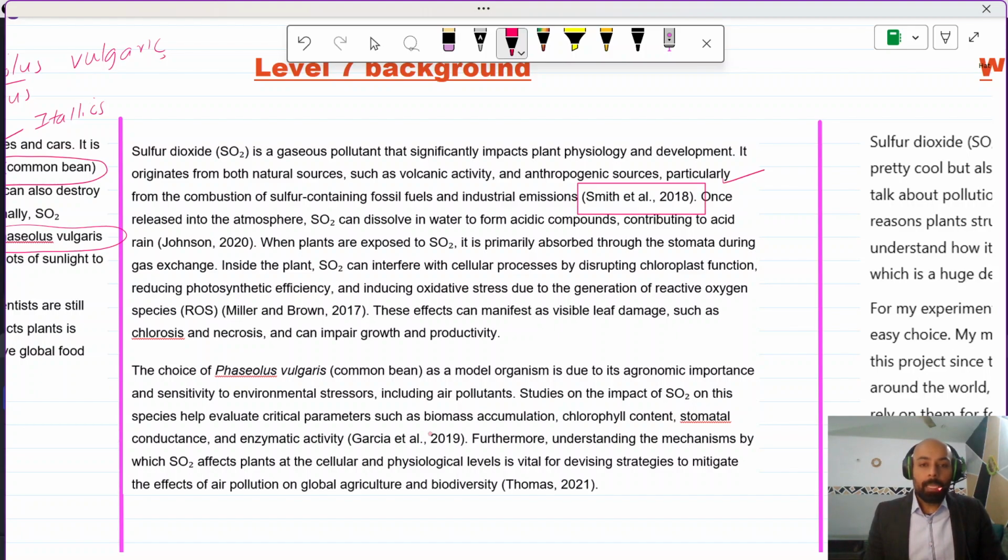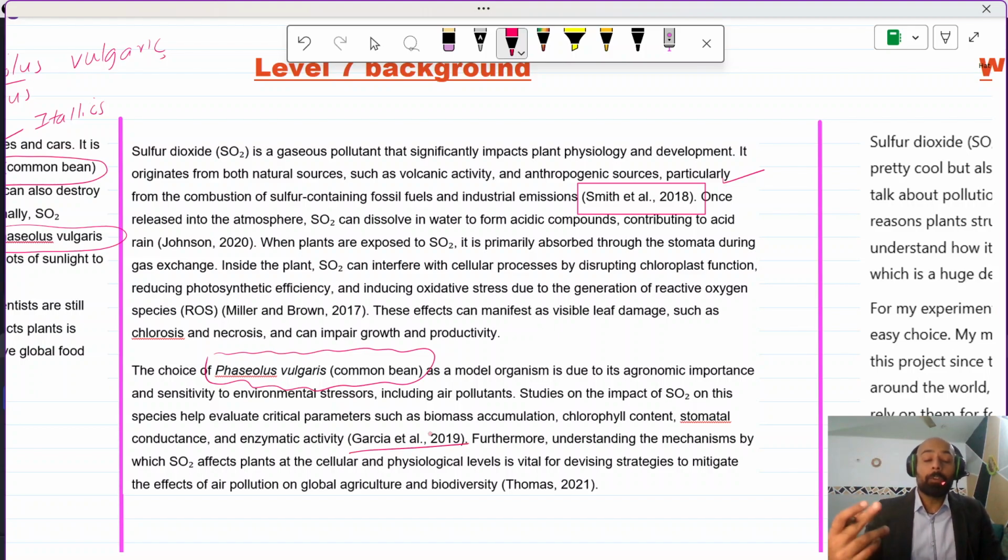And one more thing, as you can see over here: once released into the atmosphere, it can dissolve to form acidic compounds. Very well written. And you see the name over here. The name is written very correctly. It is written in a true scientific format. The first name is the name of the genus, and the second name is the name of the species, which are written in italics. And there is a sufficient in-text citation and a very clear structure and formatting, right? So this student scored level 7.